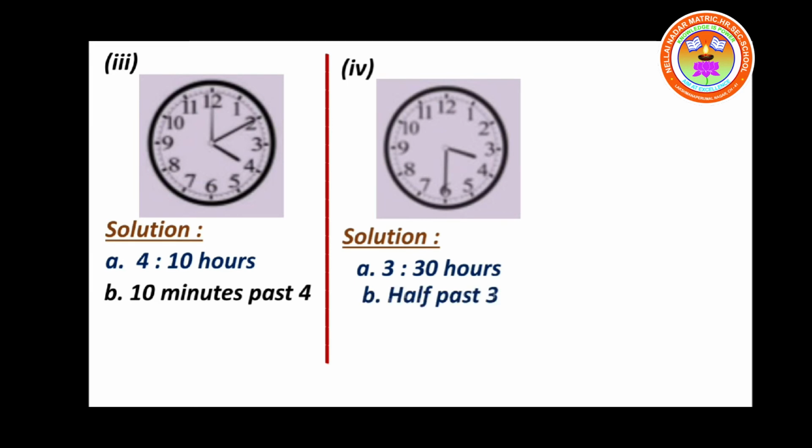This type I already told you when I was teaching the examples in the clock, past and to, I taught you. Half past means 30 minutes past. Okay. Half past 3. Okay. Now last one, subdivision 5.